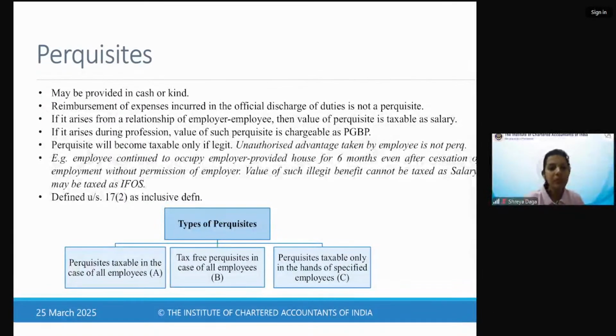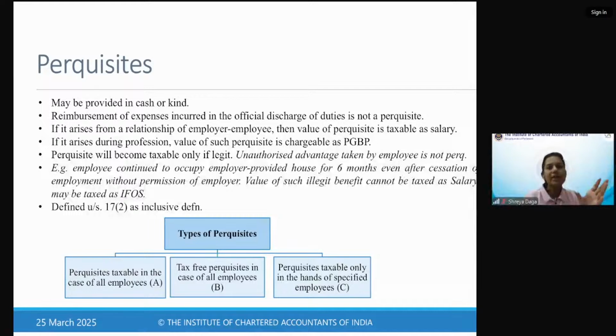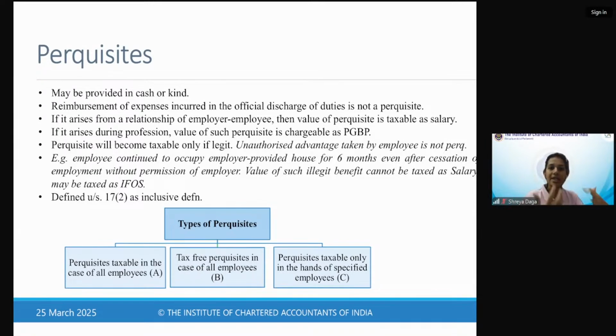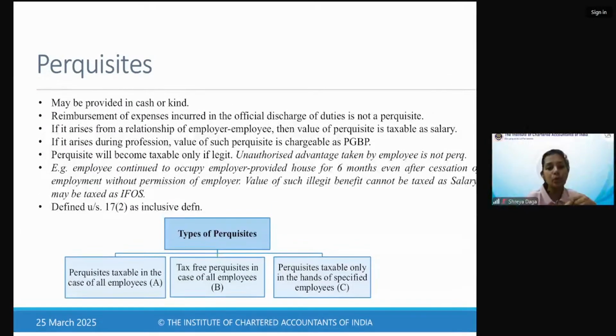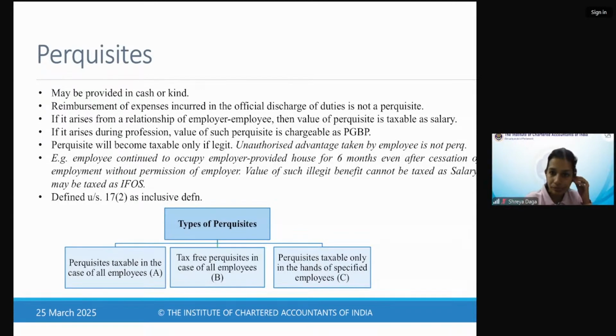Then, ma'am, if it arises from the employer-employee relationship, only then it is a perquisite. If your employer gives you something gratuitously, which is not in connection with the employer-employee relationship, then you have to treat it otherwise. So the essence of the employer-employee relationship will remain throughout the head salary. And if it happens during profession, suppose there is a CA, and the CA's clients give a lot of things, nowadays clients give perquisites to CAs.